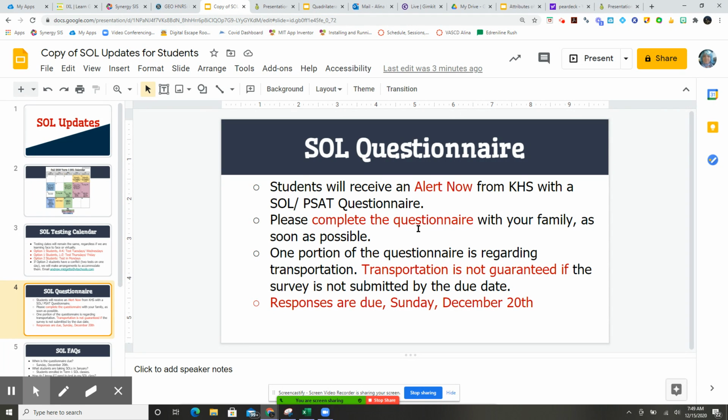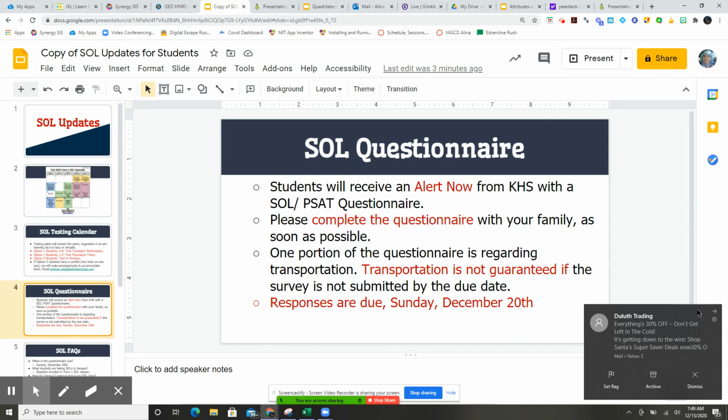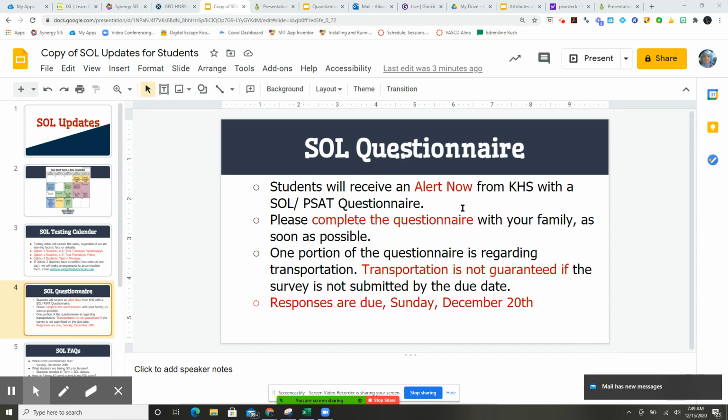So you might not be taking geometry, but maybe you're taking World 1 or World 2 or VUS or biology. Part of that questionnaire is for transportation. If you do not fill out the questionnaire by Sunday, then transportation will not be guaranteed. Any questions on transportation or the testing calendar?